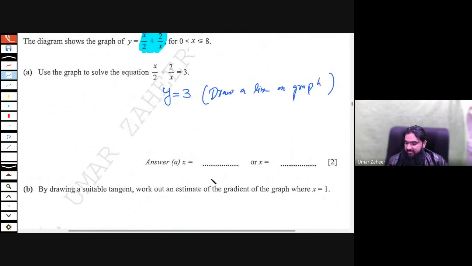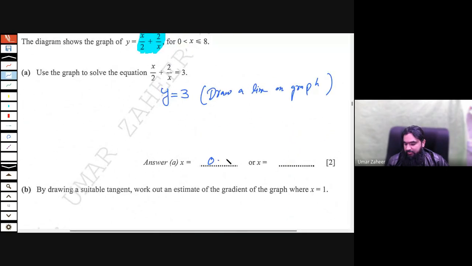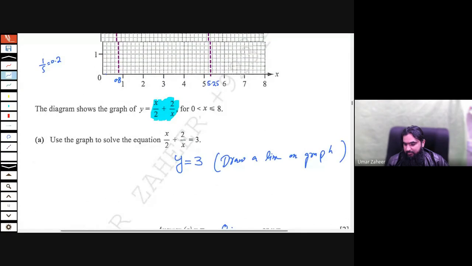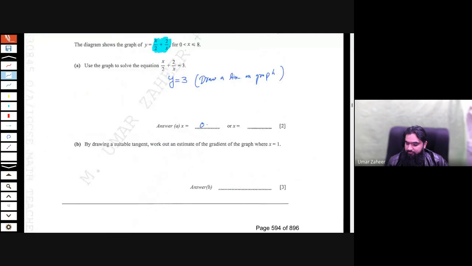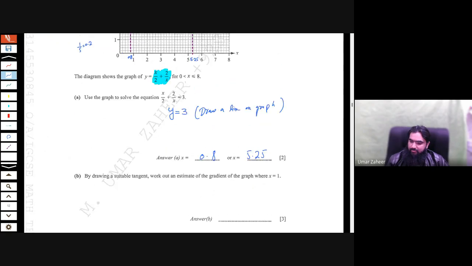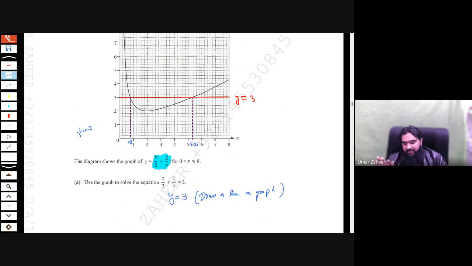5.25. So the answers are 0.2, 0.8, 5.2 and 5.25. So look at here, we will not mathematically solve anything.